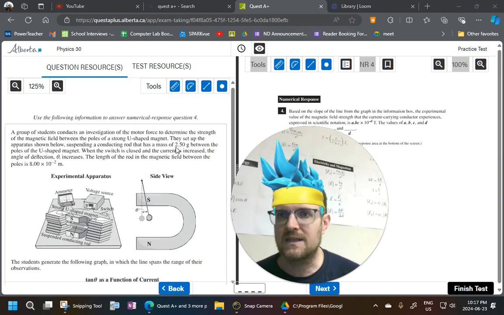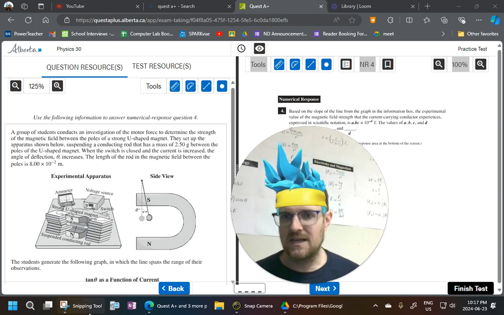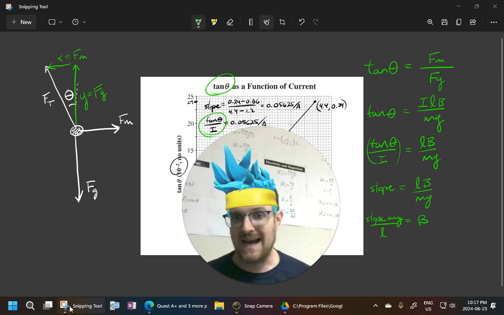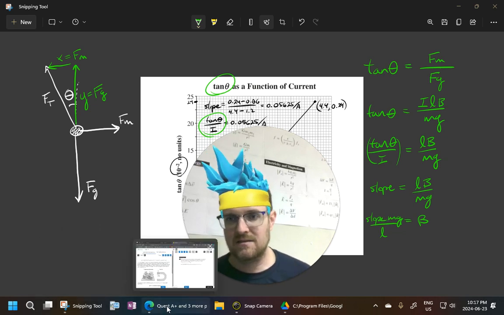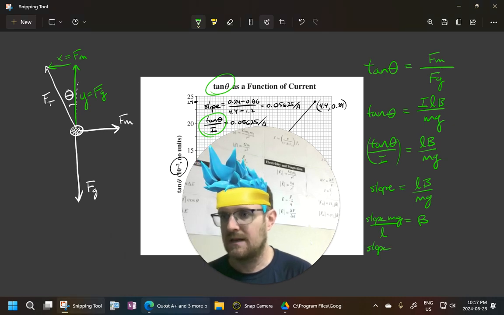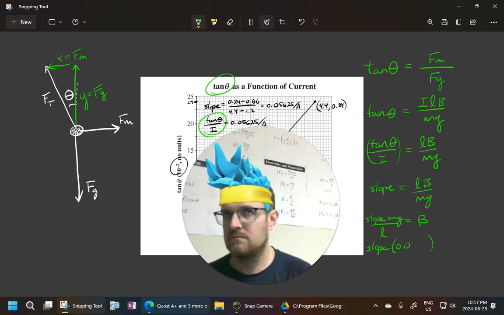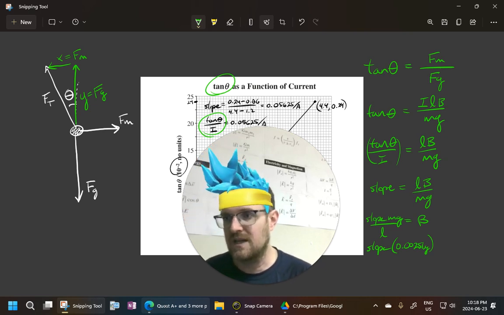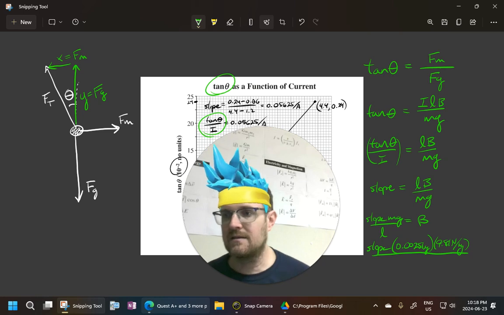Okay, so we got a few things. We got the mass here. So remember what I said in my picture: I have to go slope times mass. So my mass is going to be, let me just write that down, slope is 2.5 grams, so 0.0025 kilograms, right? Maybe you have to change that to kilograms, so you divide by 1,000. Yep. Times 9.81 newtons per kilogram. Okay, and now divide it by the length of the wire.